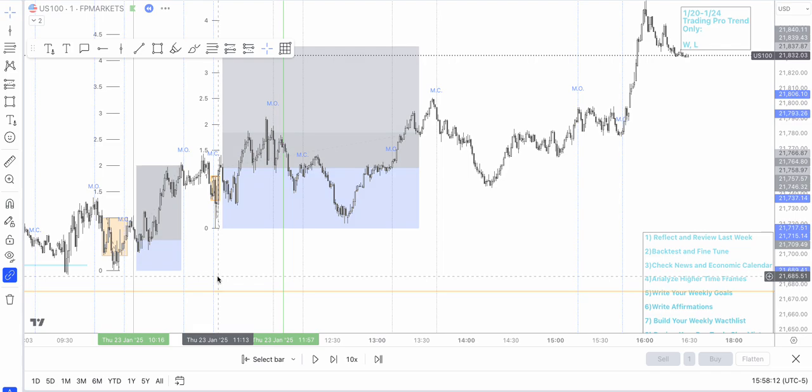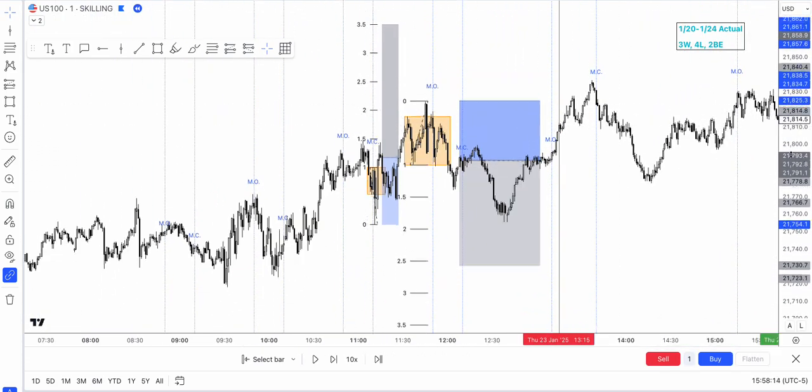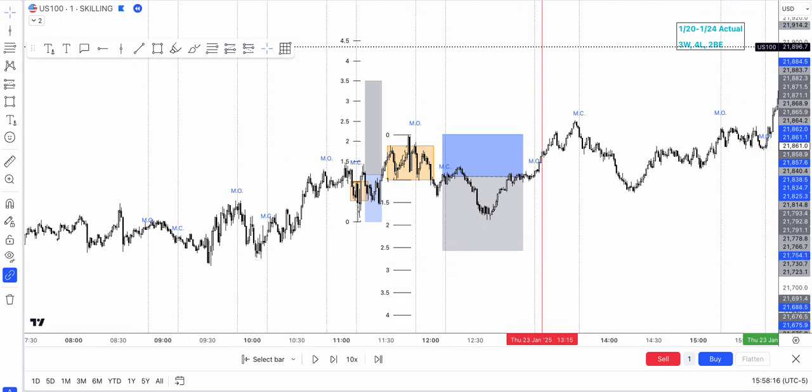I'll go and compare it to what I actually did on Thursday. I don't believe I took this trade. Actually, I noted that I marked this trade up. I noted that I actually missed this buy.